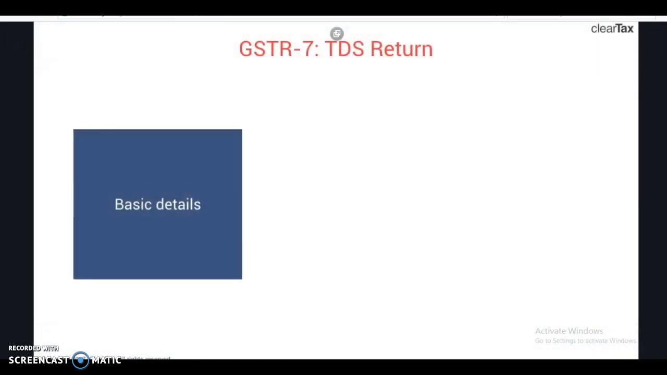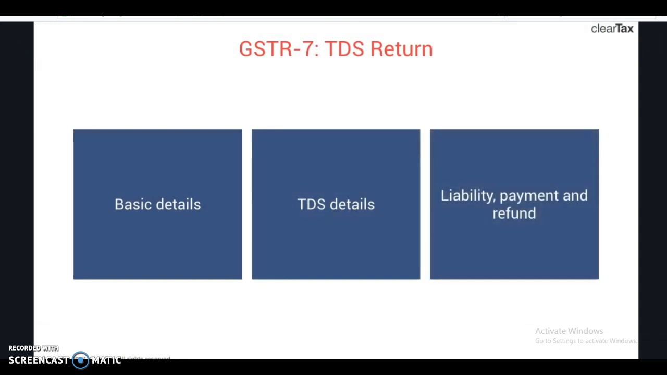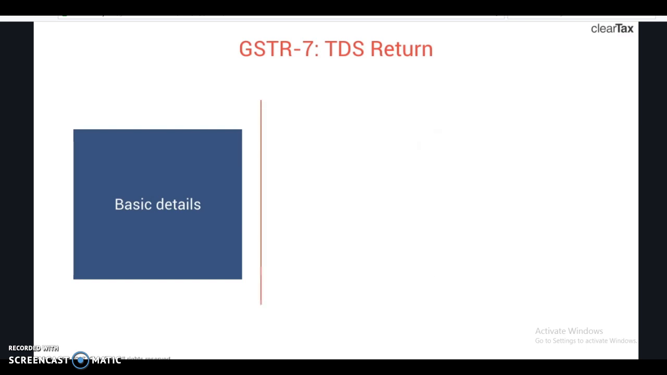There are only three broad categories. This is a very small return. Three broad categories: basic details, TDS details, and liability payments and refunds. The first one, basic details. By now you would easily guess what is included in this. The GSTIN, the name of the deductor, the recipient, government agency in our case, the period of the tax return. These are the basic details.